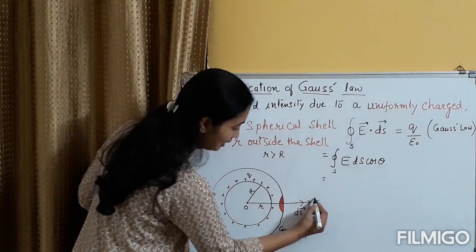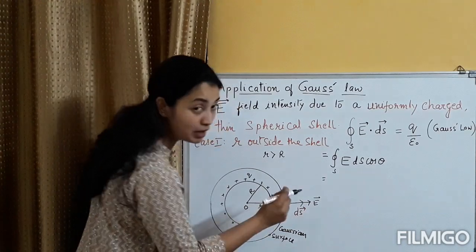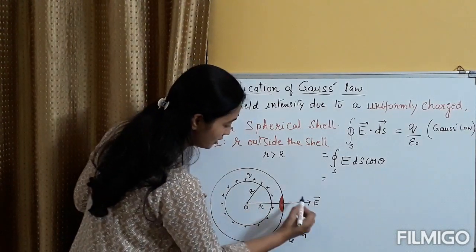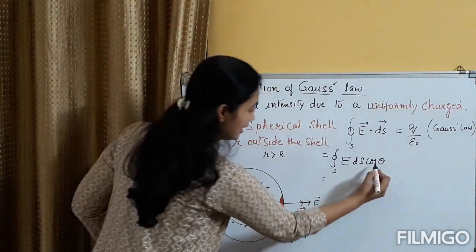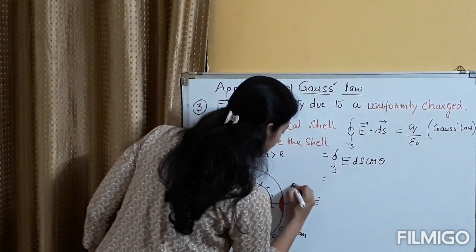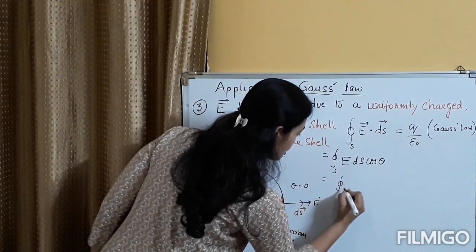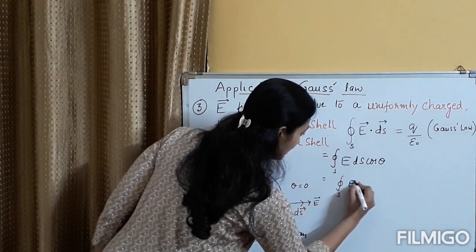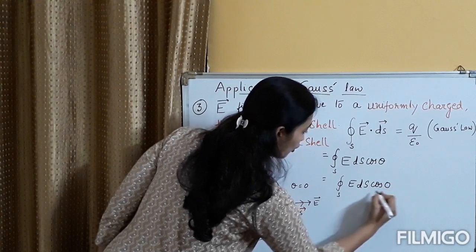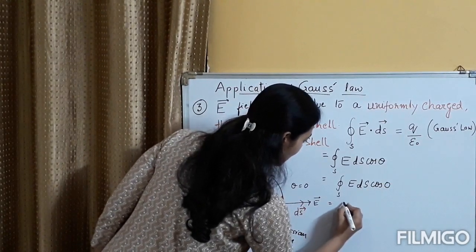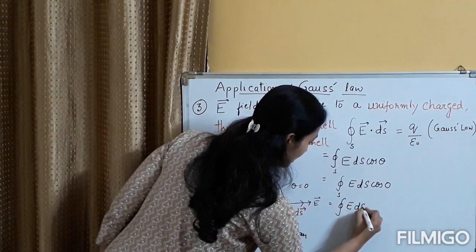Electric field direction, electric field is of course radially outwards. We know it is radially outwards. So the angle between electric field and ds is 0. We can clearly see that theta is 0. Moving further, we get integral E ds, I can write it as cos 0. Now cos 0 being 1, I get this as integral E ds.